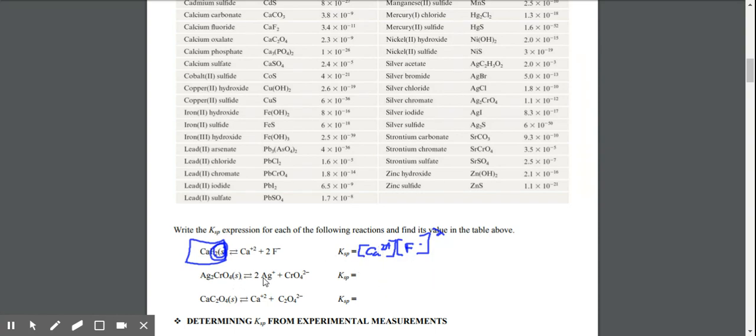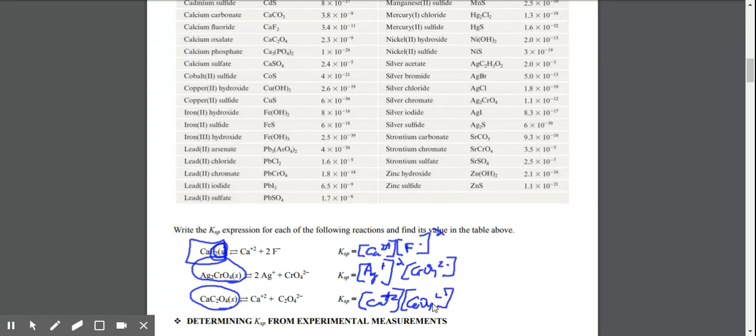If I want to write the Ksp for this one here, you see again a solid. You see here a solid. Do you see how all of your reactions are just your solid breaking into ions? So the Ksp expression for the second one would be Ag+ squared times CrO4 2-. And for the last one, it will be Ca2+ times C2O4 2-, and we don't raise to any coefficients because I don't have any coefficients here. So this is how we write our K expressions.